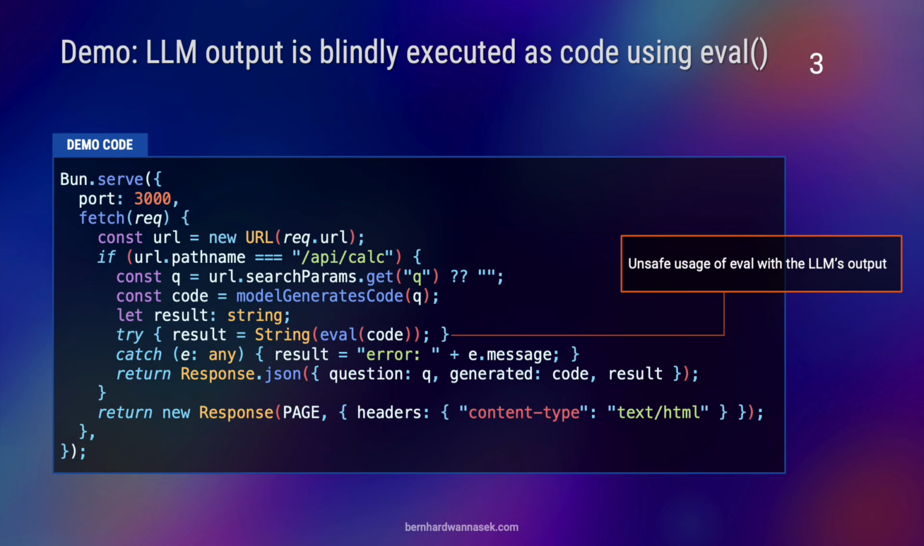We don't know what kind of code the LLM would return here, and then it returns the result of that evaluated code back to the user. As you can see, that's about as dangerous as we just demonstrated.